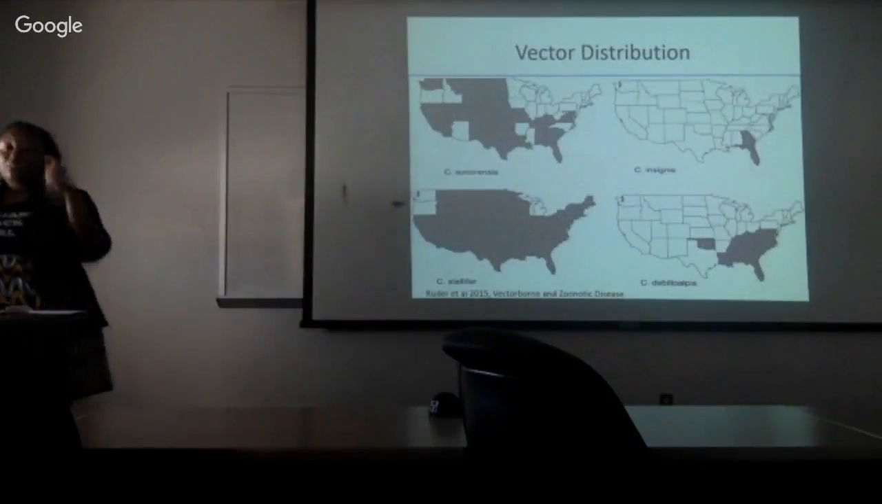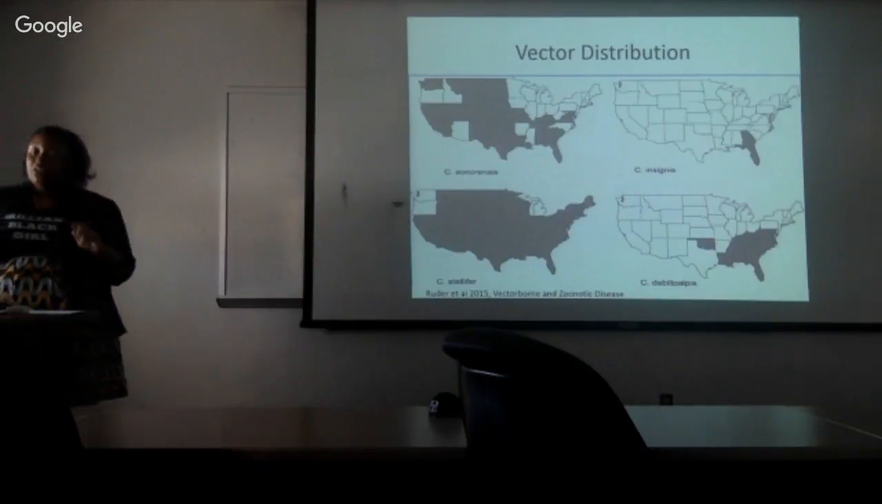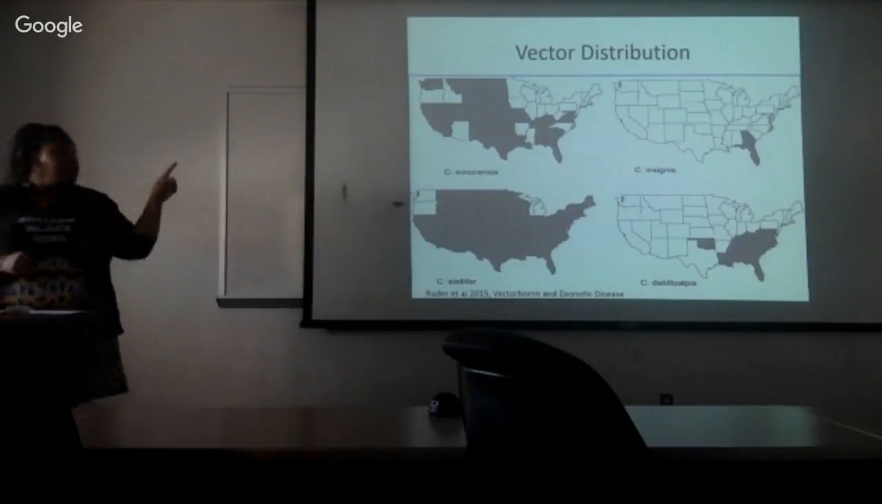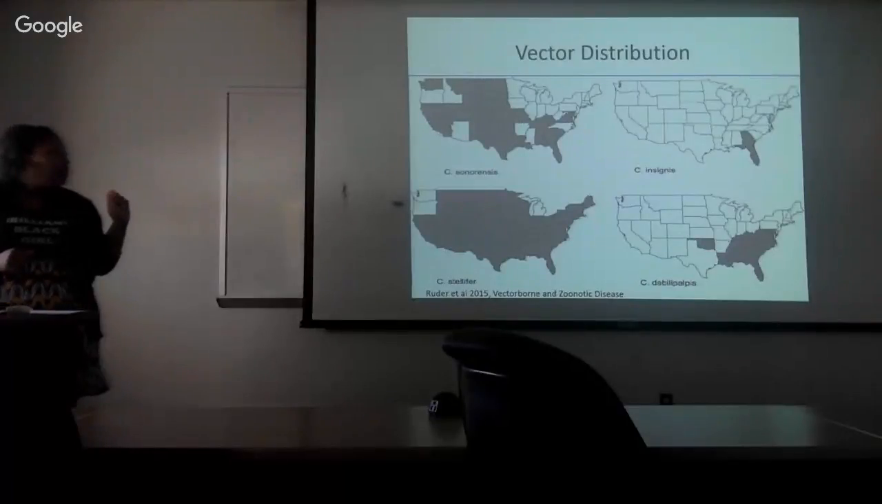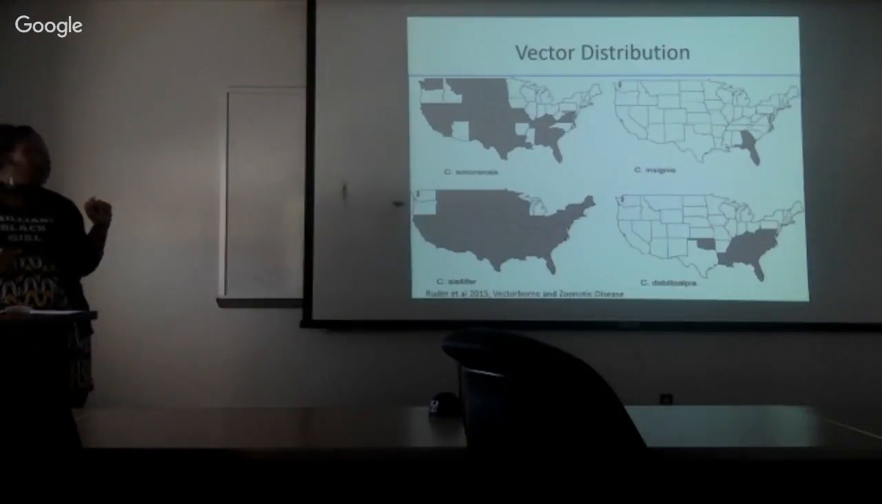And then particularly my interest is in terms of the vector. So the only confirmed vector of EHDV is Culicoides sonorensis. And so you can see in this picture what their general range is. And then there are some other suspected vectors which have a broader range.